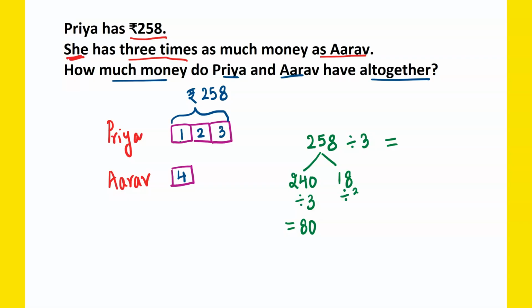Then 18 divided by 3 will be 6. So we will add 80 and 6. So we will get 86. So the value of each box is 86. And we have 4 boxes. So we have to multiply 86 by 4.